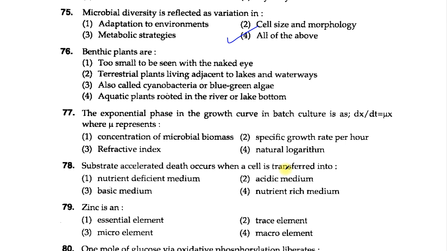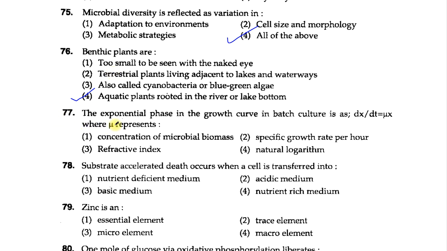Question 76. Benthic plants are 1. Too small to be seen with the naked eye, 2. Terrestrial plants living adjacent to lakes and waterways, 3. Also called cyanobacteria or blue-green algae, 4. Aquatic plants rooted in the river or the lake bottom. Option 4 is correct. These are macrophytic angiosperms, which include the green, blue and brown seaweeds and the sea grasses.